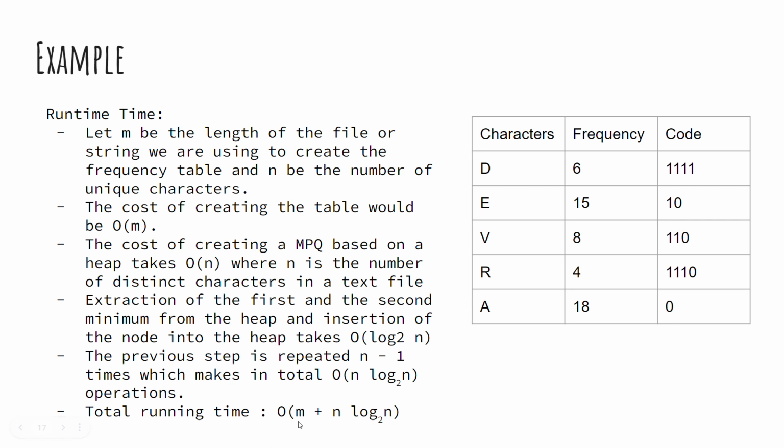That gives us the total running time of big O of m plus n log n, where m came from the step of creating the table, and n log n comes from the insertion and removal or extraction of the minimum nodes.